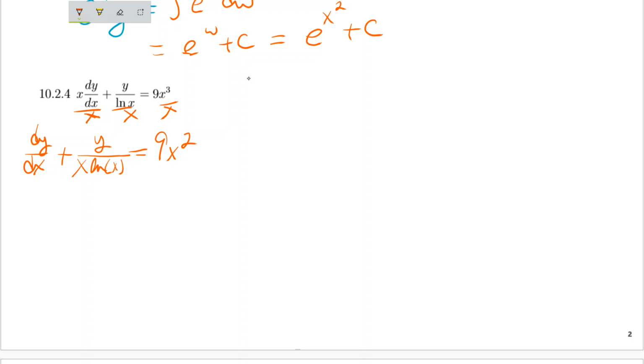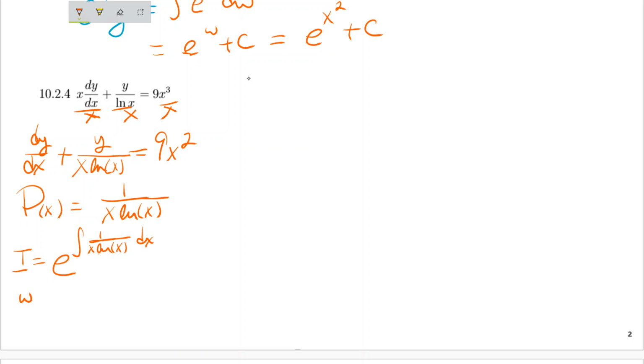That came out nicer than I thought it would. Let's do our I stuff. So looking at this, my p of x function is actually 1 over x natural log of x, which does integrate, but it's going to require us to do a little bit of work to do it. So I is going to be e to the integral of 1 over x natural log of x dx.